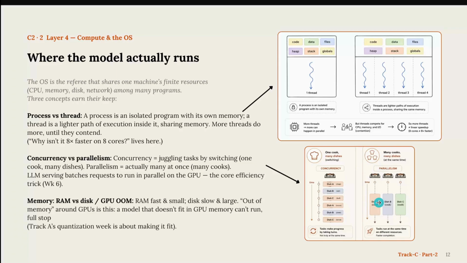Memory, RAM versus disk, and GPUs out of memory. OOM stands for out of memory. So RAMs are typically fast, but they are smaller in size.